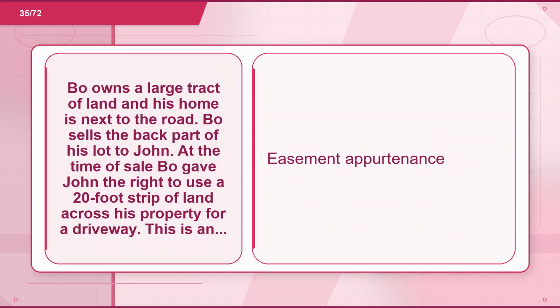Bo sells the back part of his lot to John. At the time of sale, Bo gave John the right to use a 20-foot strip of land across his property for a driveway.